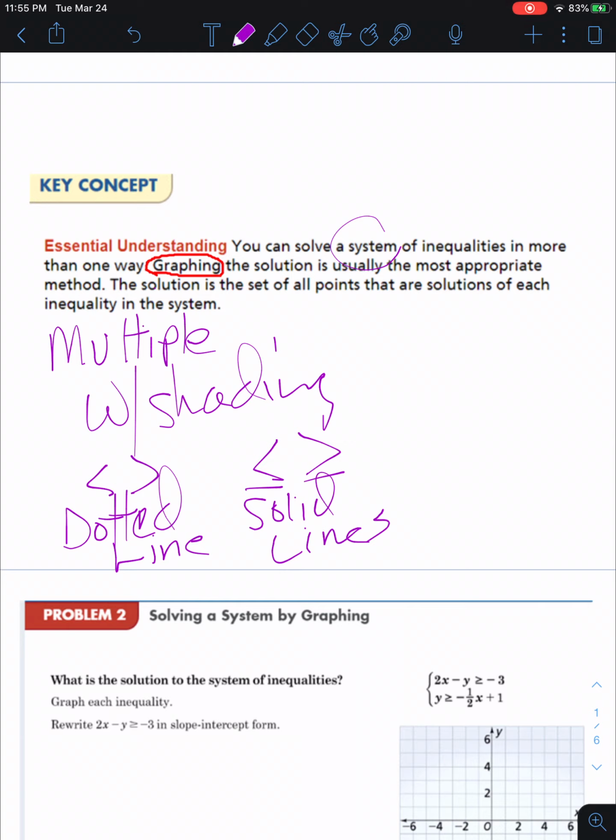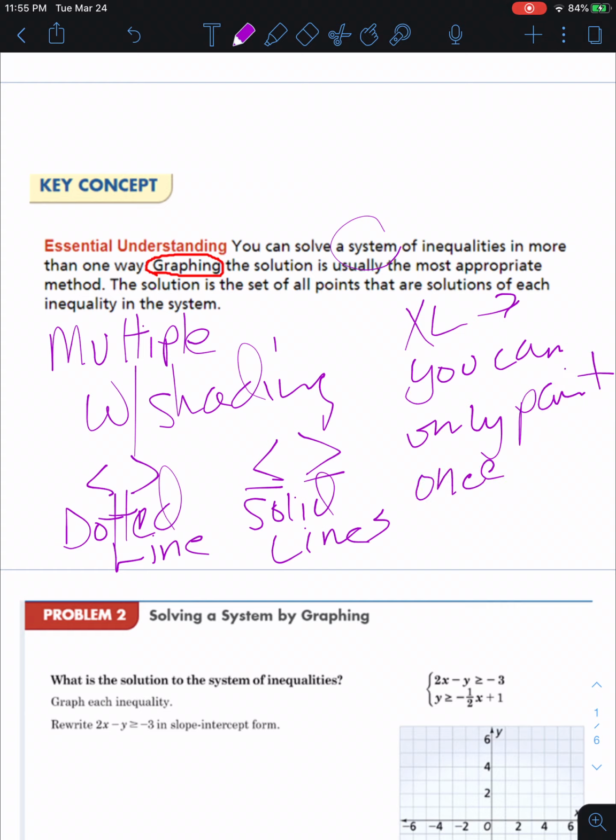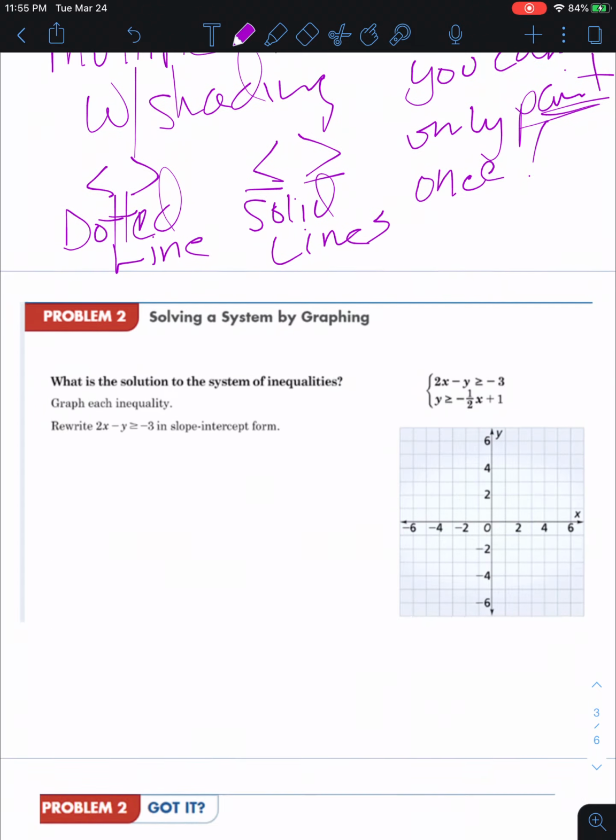And don't forget, in Excel, you can only paint once. So it's difficult. You've got to work out the system on paper because you only get to paint it once. So you'll only get to actually shade the system's solution where both inequalities overlap. All right, so let's take a look at what that looks like.